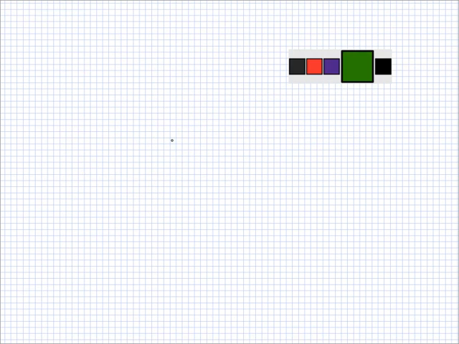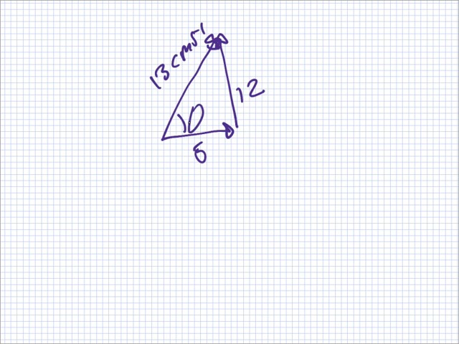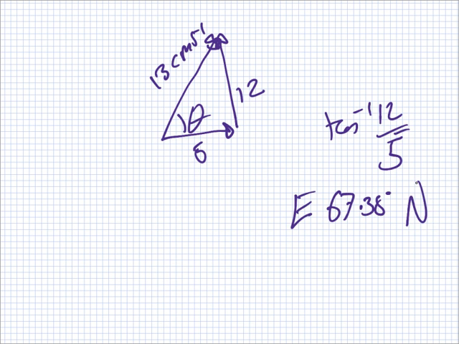What is the magnitude and direction of a particle which is traveling 5 centimeters horizontally and 12 vertically? So did you draw it this way? 5 horizontally and 12 vertically. Okay. And I think you're happy that the magnitude is 13 centimeters per second, and the direction would be tan inverse 12 over 5. What's that? 67.38. So that's east, 67.38 north.